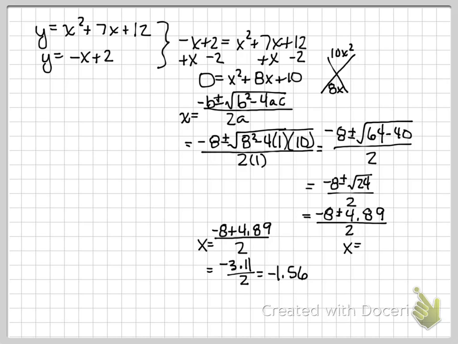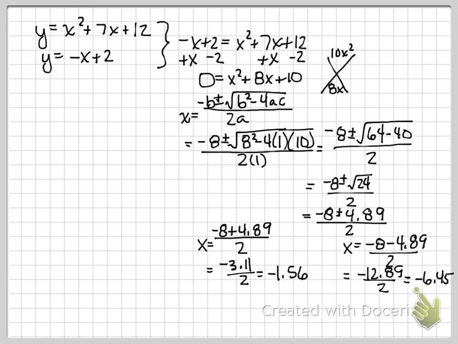Now I'm going to do the other one. x equals negative 8 minus 4.89 divided by 2. Negative 8 minus 4.89 is negative 12.89, divided by 2 gives me negative 6.45. So I've got my x values. Now I need to find my y.